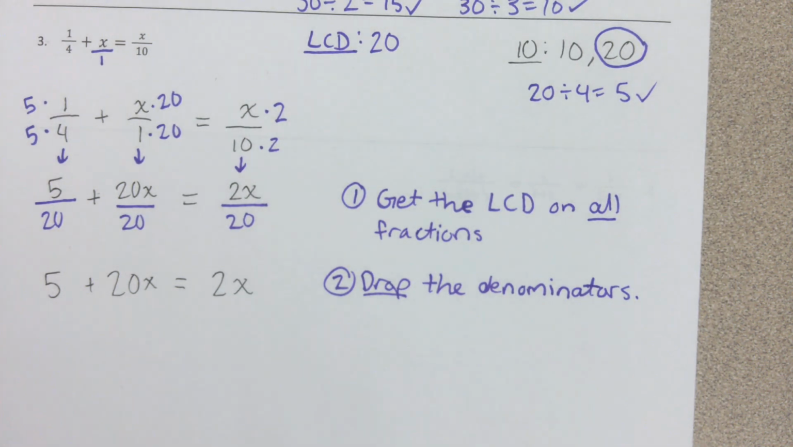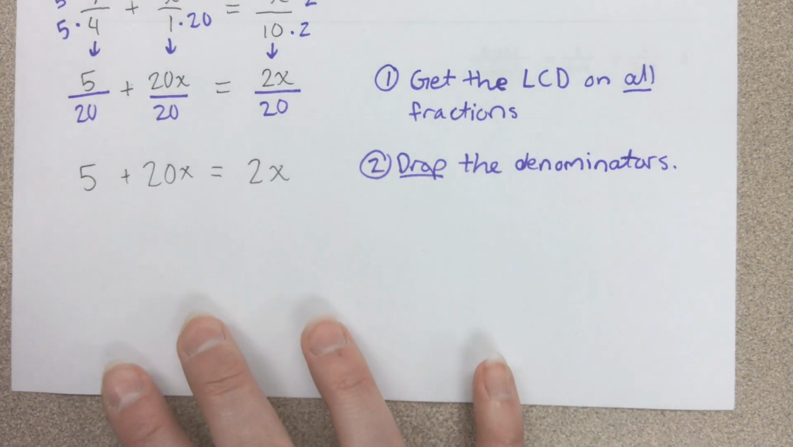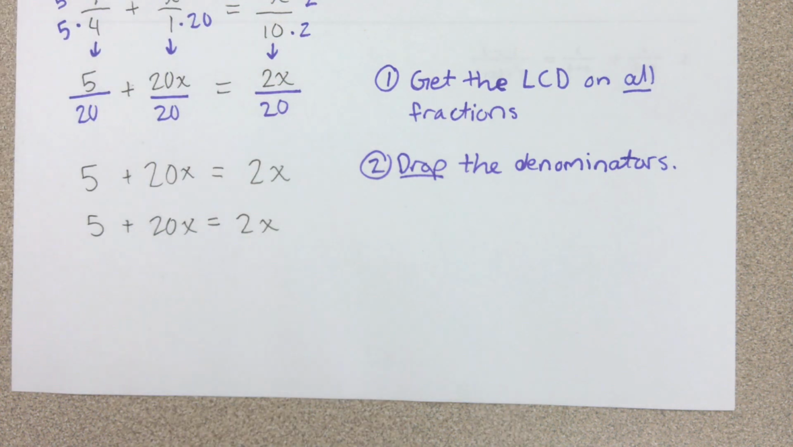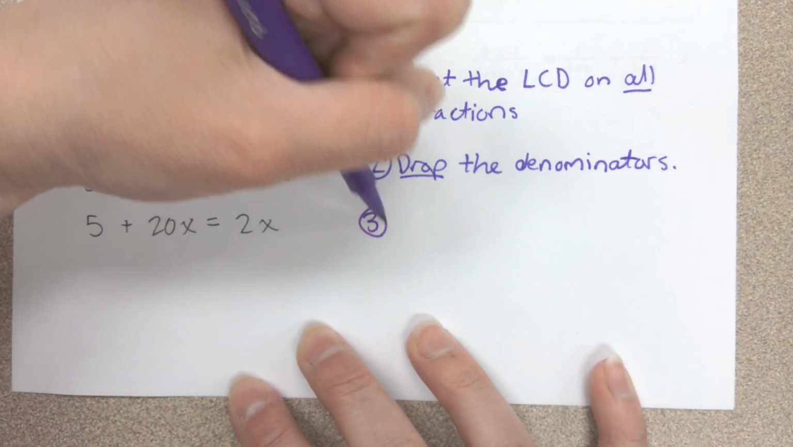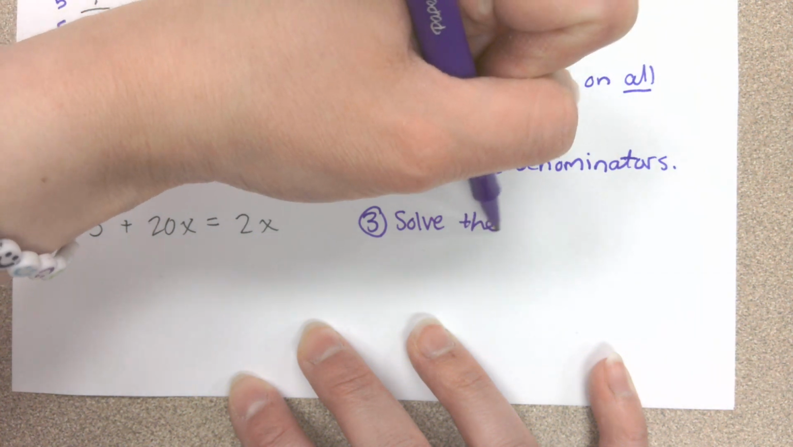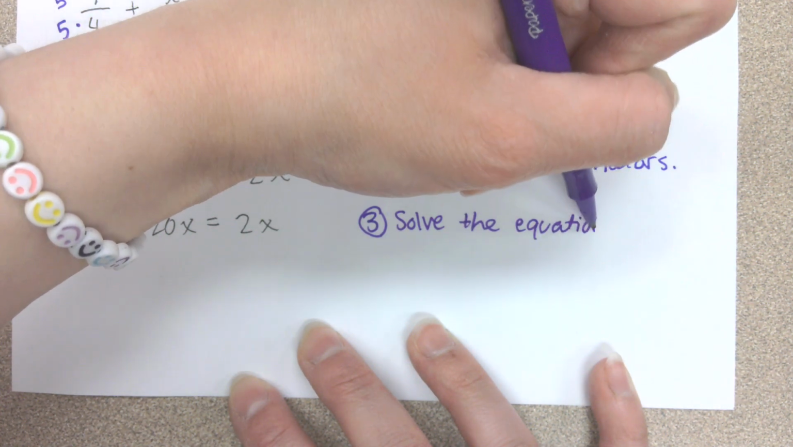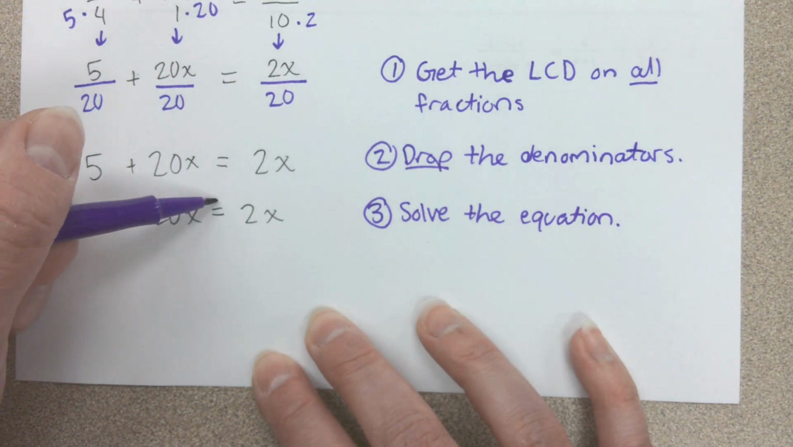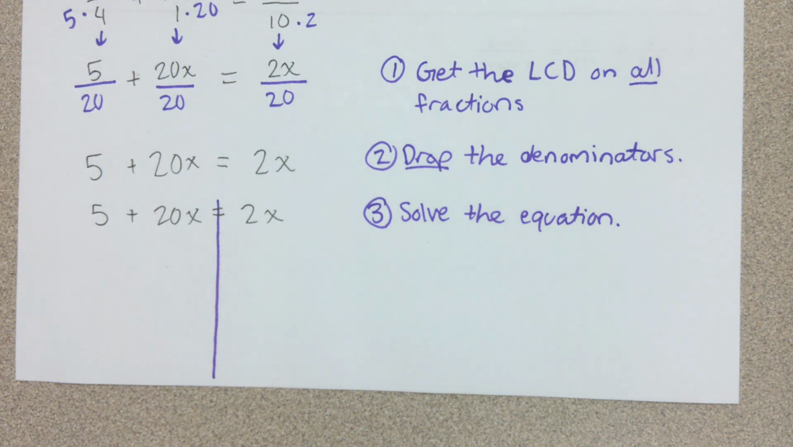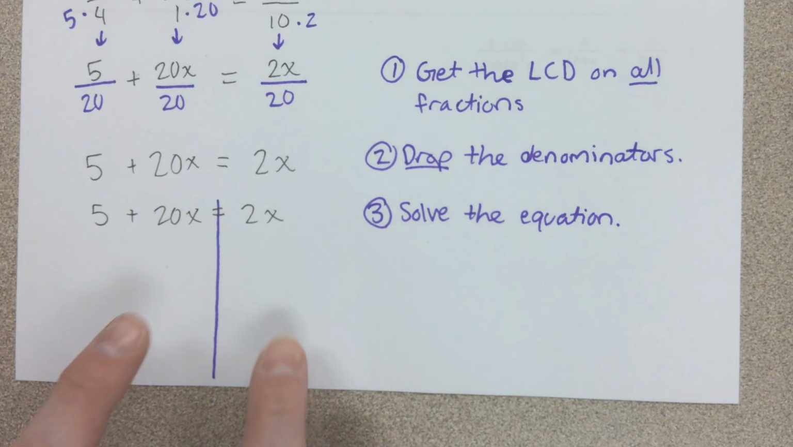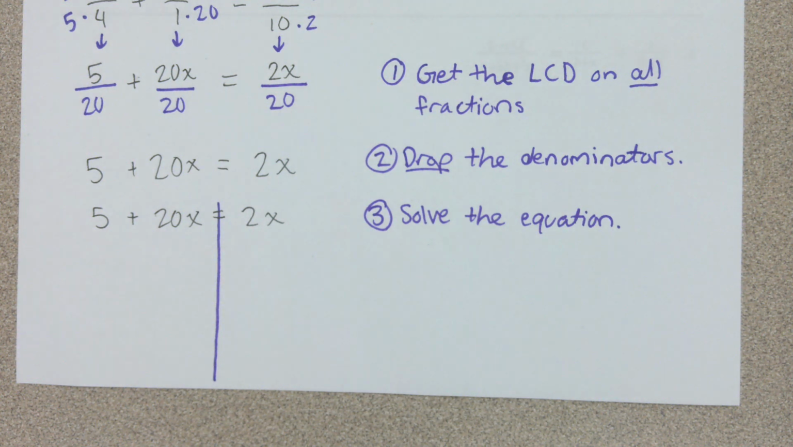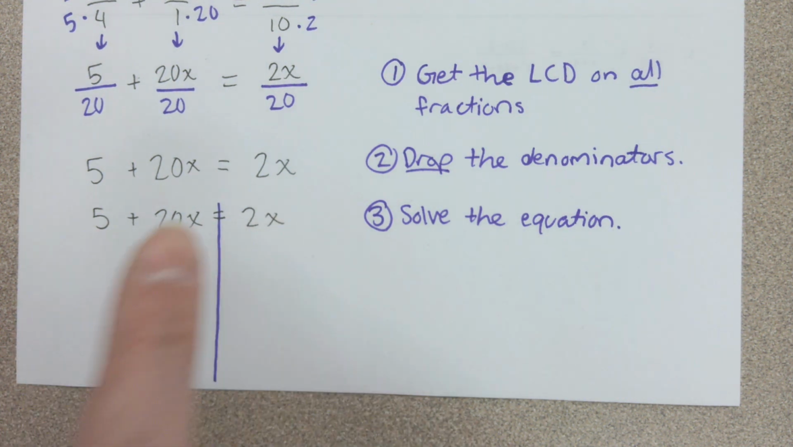Let's solve it. To start the solving, I'm going to rewrite the problem. And step 3, solve the equation. I know it's been a minute, but we've got this. 5 plus 20x equals 2x. I want to take a moment. Whenever this scenario appears where I have an x on both sides of the equation, a lot of students freeze. They forget. What do I do? What do I do when I have an x on each side?